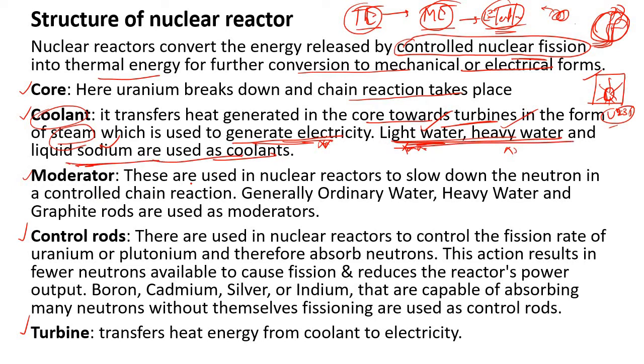And what is a moderator? Moderators are used in the nuclear reactor to slow down the neutrons in a controlled chain reaction. This line is also very important, remember it from the prelims perspective. Ordinary water, heavy water and graphite rods are used as moderators.